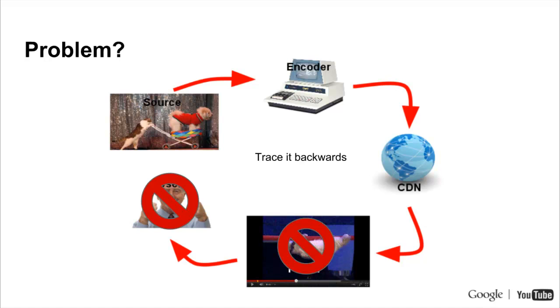If it's not getting to the CDN, then you want to check your encoder and your network. If you aren't seeing your stream coming out of your encoder, then it's likely a problem with your encoder. Make sure that your encoder isn't overloaded. Check the CPU. Check your network. Make sure that everything is coming out of your encoder okay.